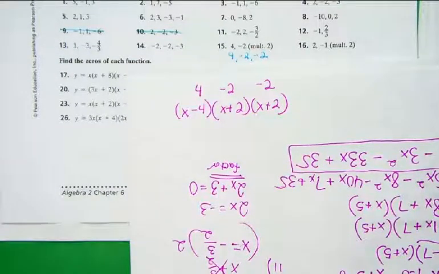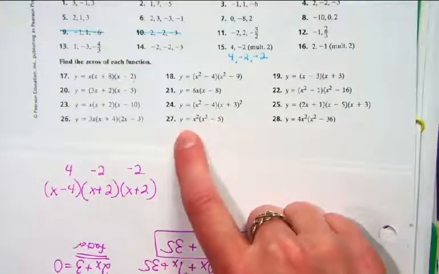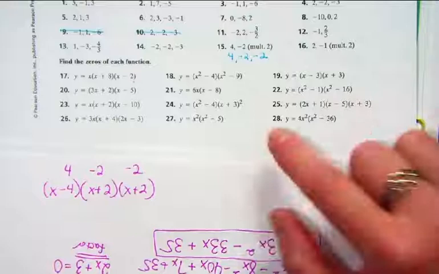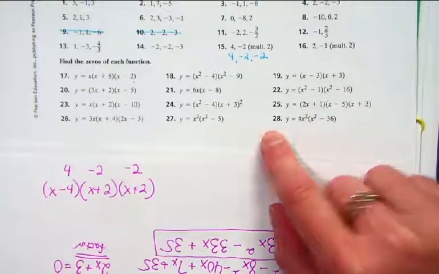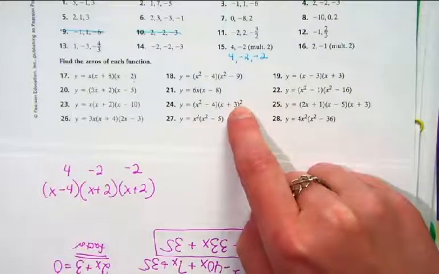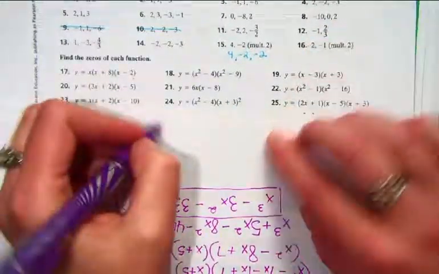So we worked through an example from the top portion of this worksheet. Down in the bottom portion, it has it all in factored form for you. You're just turning each of these factors into zeros. And anytime you see something squared like this one here in number 24, this would be a good one to do together.